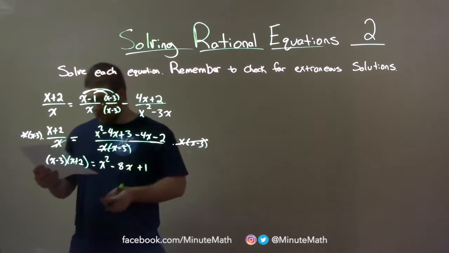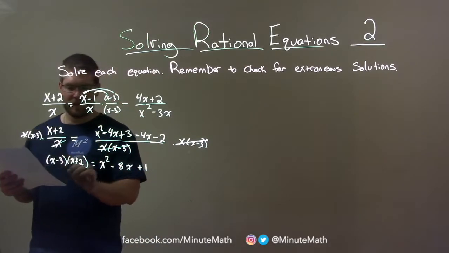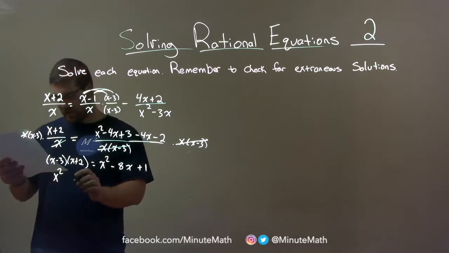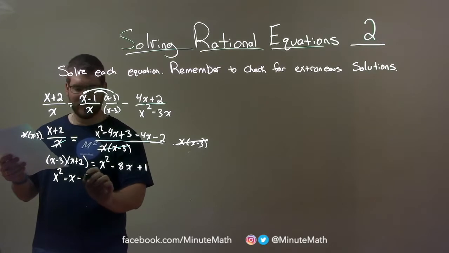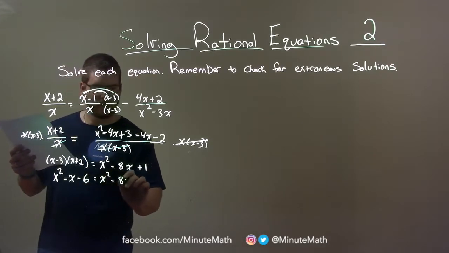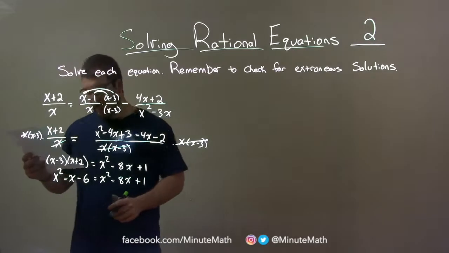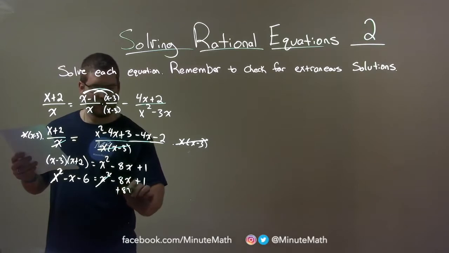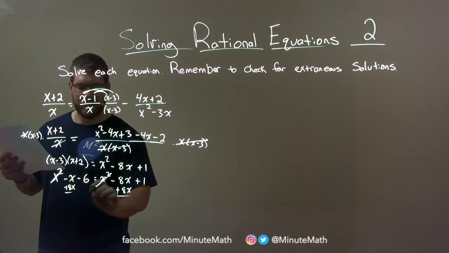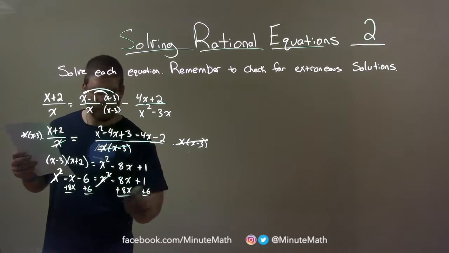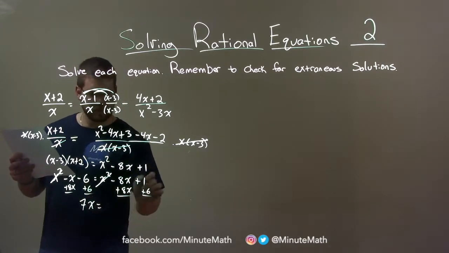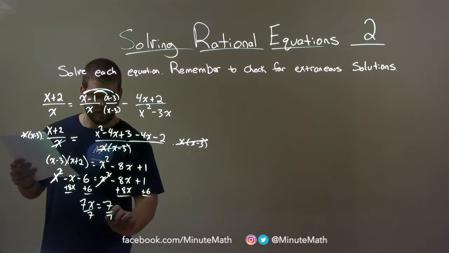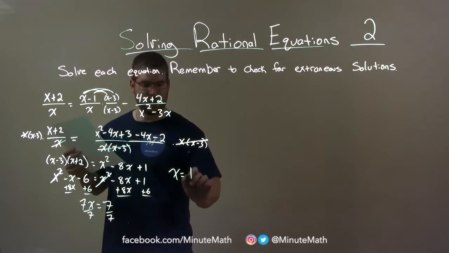Okay, so keep going. Let's FOIL that out. x times x is x squared. x times 2 is 2x. Minus 3 times x is minus 3x. So we have minus 1x here. And minus 3 times 2 is a minus 6. And bring down the rest. There's an x squared on both sides, so they cancel each other out. I can add an 8x to here. And I'm going to add a 6 to both sides now. So now we have 7x equals 1 plus 6 is 7. That's easy, right? Divide both sides by 7. So x is just equal to 1.